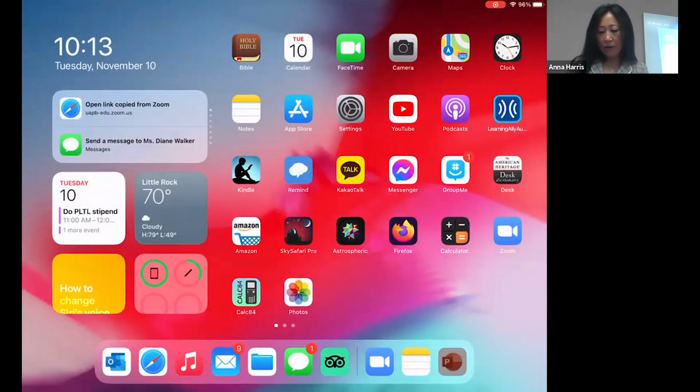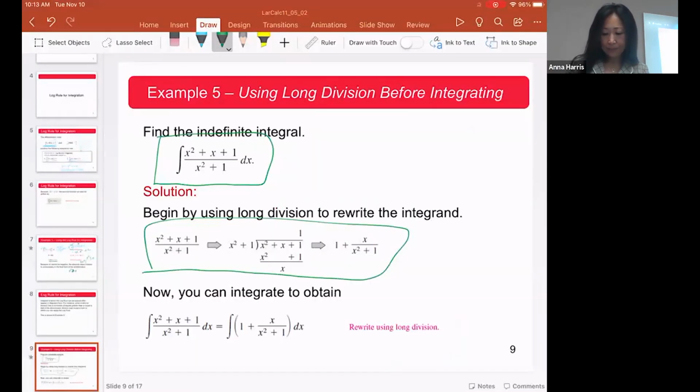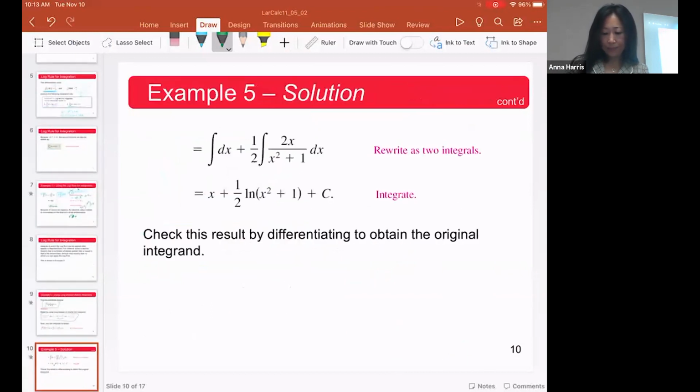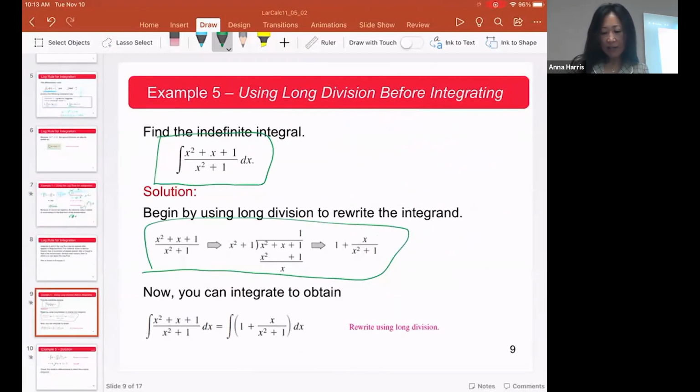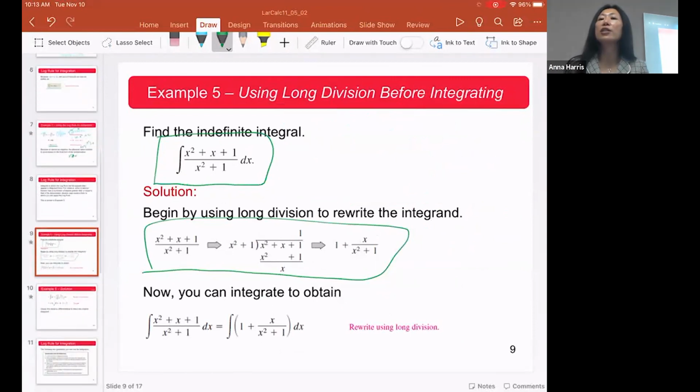All right, let's go back to our lesson. Okay, anybody have any questions about the long division? Do I need to go over any extra example with you? If you do, then you need to let me know now before moving on to the next one. Anybody want me to go over long division again?